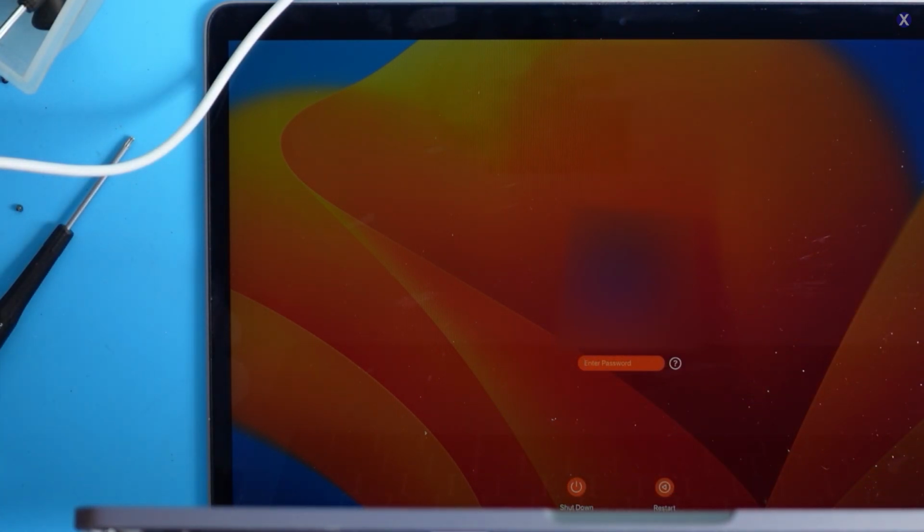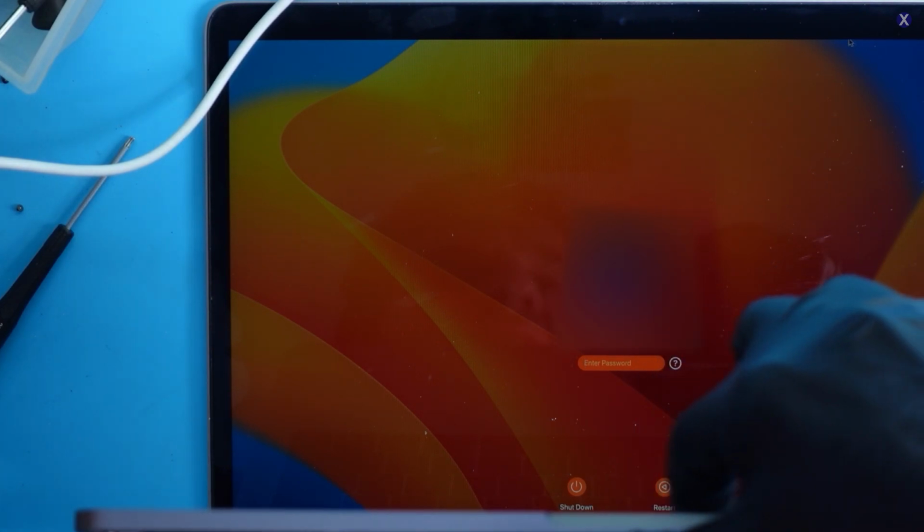So let's be good. Let's also make sure that the trackpad is clicking, and then we have the name, so we're able to get the login screen. So it looks like it is powering on fine. Looks like it is charging up.